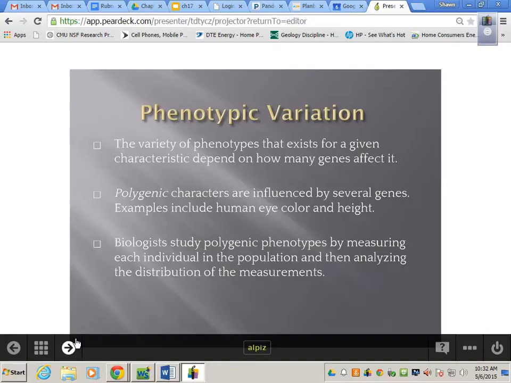But biologists study polygenic phenotypes by measuring each individual in the population and then analyzing the distribution of the measurement. So how often does, let's say, the blonde-haired gene show up in a population of 1 million people? And then you can actually give it a numerical value at that point and determine allele frequency. Can you always determine genotype from phenotype? No, but you can sometimes, right? Like if it's homozygous recessive.